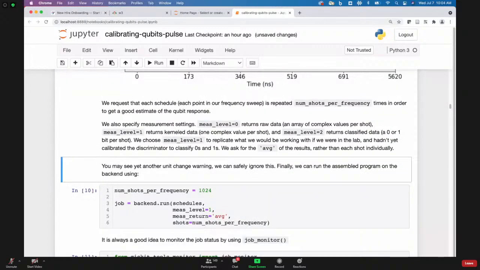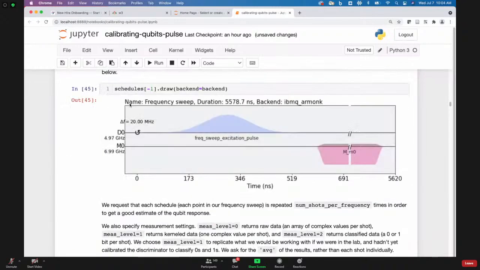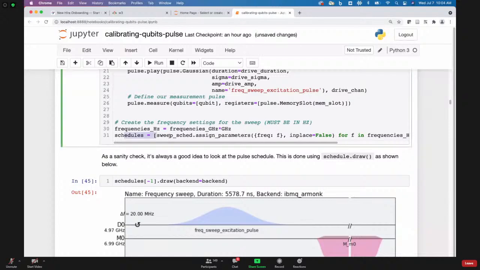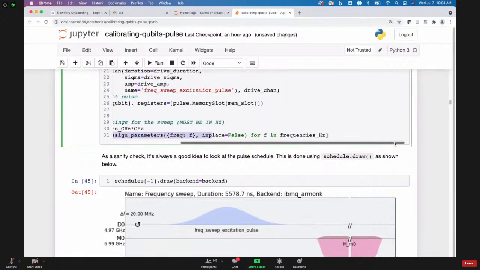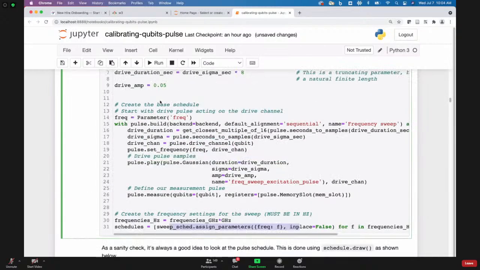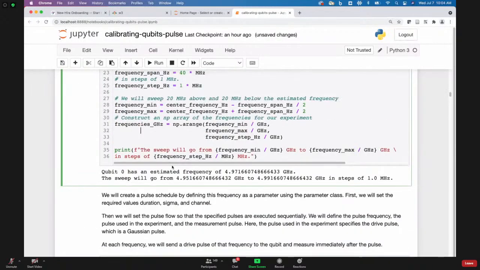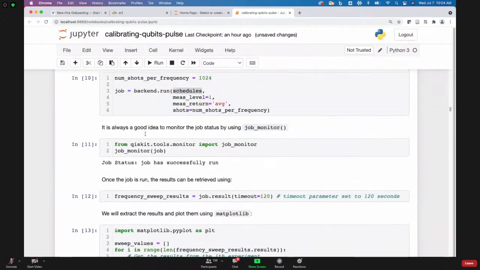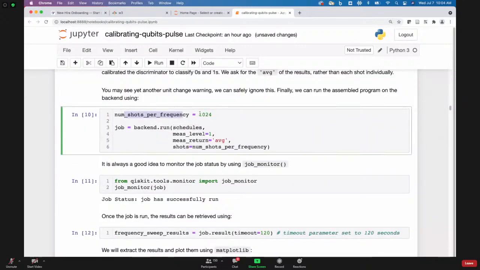So now this is where I'm actually going to run all these different schedules. These schedules are where I'm setting the assigned parameter, and I'm sweeping the different frequencies that are inside this part up here. And for the sake of statistics and getting a decent signal to noise, I'm going to run roughly 1,000 shots at each frequency point. I'm going to run the schedules.